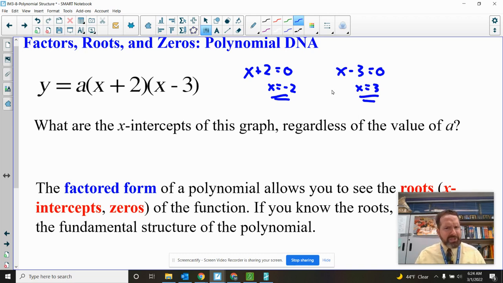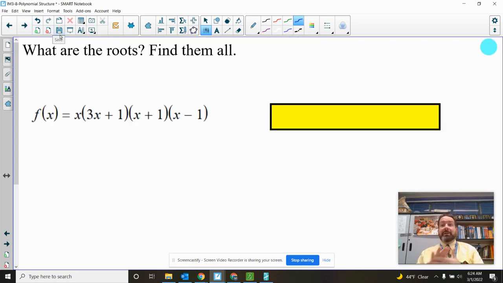So notice that relationship, how if the factor has a plus, the root's negative. If the factor has a minus, the root's positive. That shouldn't be new. We did that when we were solving quadratics, but something to keep in mind. What you're going to be asked to do is, given a polynomial in factored form, to find what the roots are. So please don't overcomplicate it.